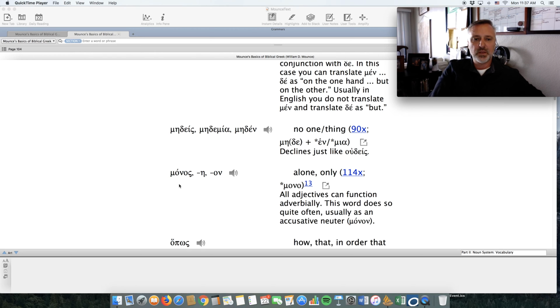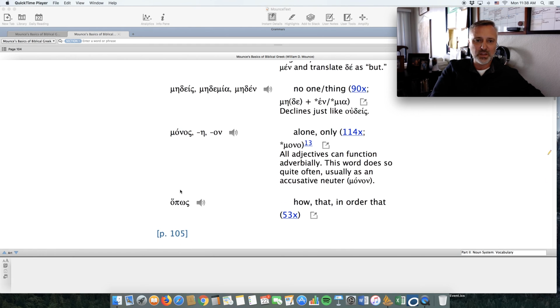All right. Monos is an adjective, means alone or only. Monos, mone, monon. What does he say in here? Oh, if you are monogamous. Monogamous. Gamos is a marriage, and mono means alone or only. And so one is the idea. So this happens quite a bit, but monos means alone or only.